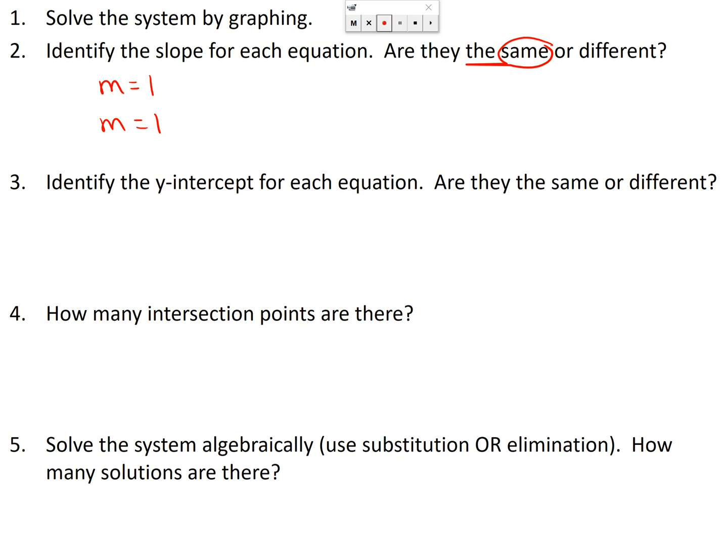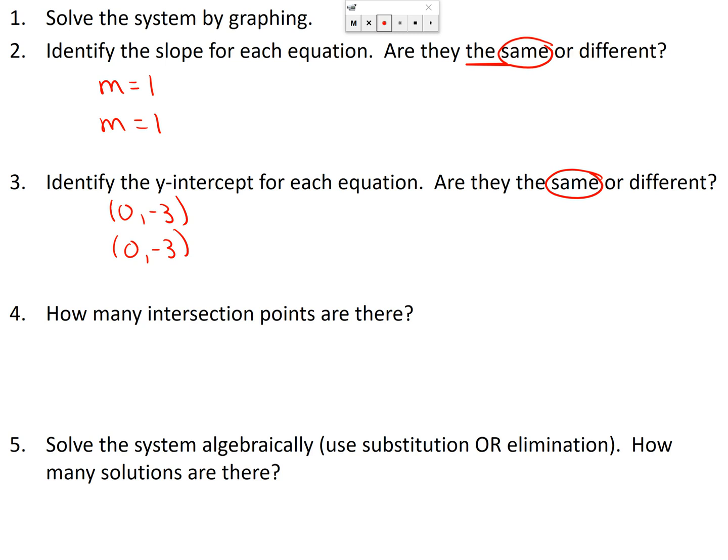The y-intercept, if you check your graph or you check the little T-charts we made, either way, the y-intercept for equation 1 was (0, negative 3). For equation 2, it's (0, negative 3). The y-intercepts are the same. Same slope, same y-intercept. We have the same line when we graphed it.